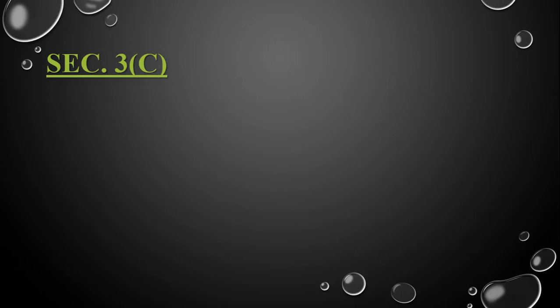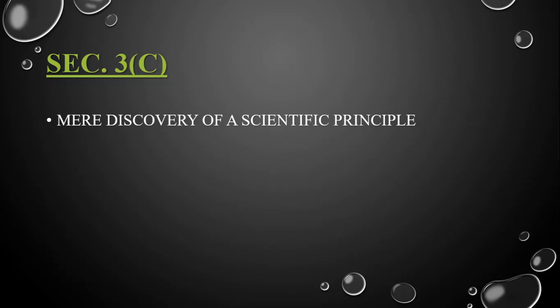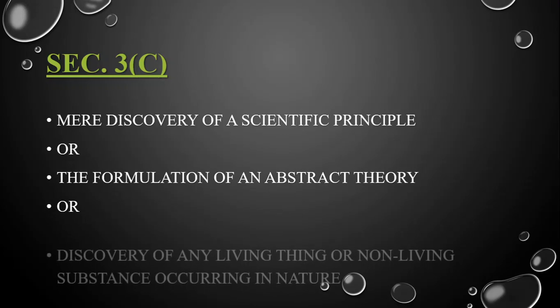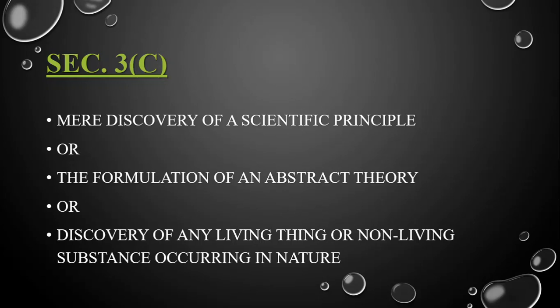Next one is Section 3, Clause C. So, let's see. Mere discovery of a scientific principle, or the formulation of an abstract theory, or discovery of any living thing or non-living substance occurring in nature. So this marks a stark distinction between discovery and invention, because we know that patents are granted only for inventions and not for discoveries. So if you're discovering a scientific principle, a theory, not only scientific principles, any kind of principles in any discipline of any branch of knowledge.